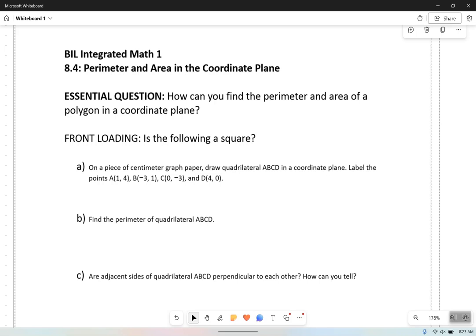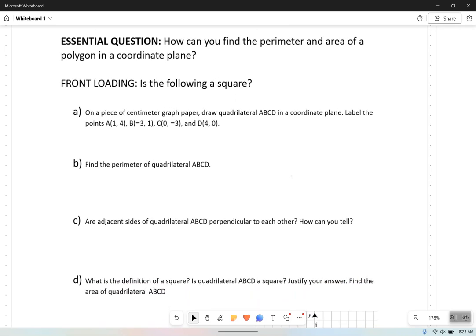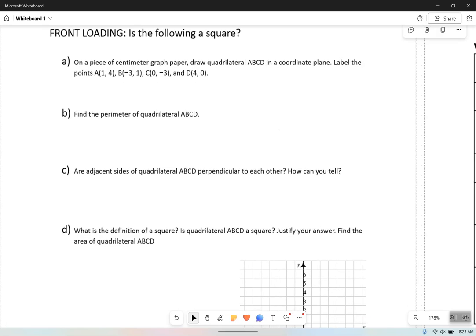Okay, so we're going to look at this in terms of a coordinate plane today, and the question we're trying to answer, my friends, says this: how can you find the perimeter and the area of a polygon in a coordinate plane? Okay, so we're going to load this question right here. Guys, we have a front-loaded question right here. It says, is the following figure that we're about to construct a square? Okay, well, let's talk.